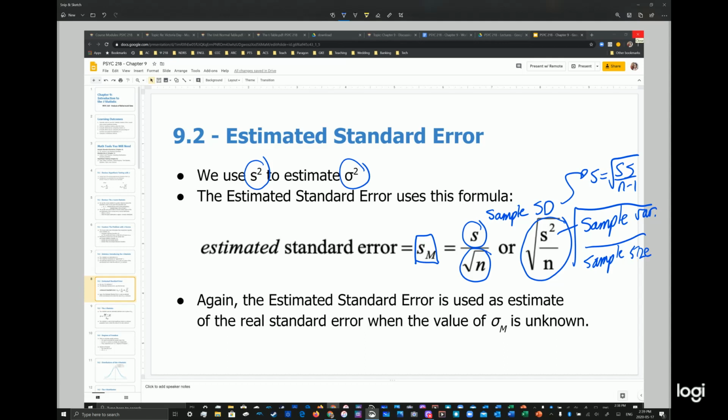Again, so we're clear, it is an estimated standard error. And we estimate the real standard error with the estimated standard error where we don't know the population standard deviation, and therefore we don't know what the real standard deviation is, or the real standard error either.